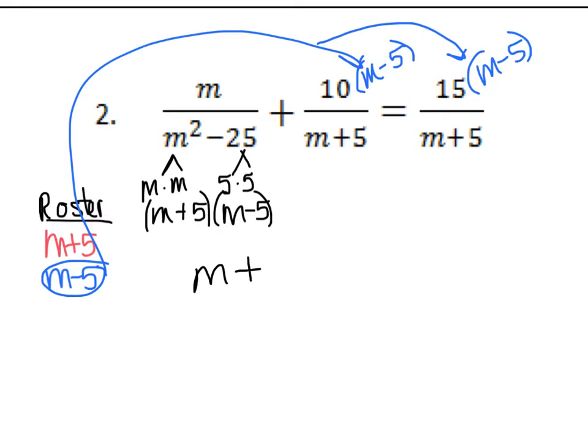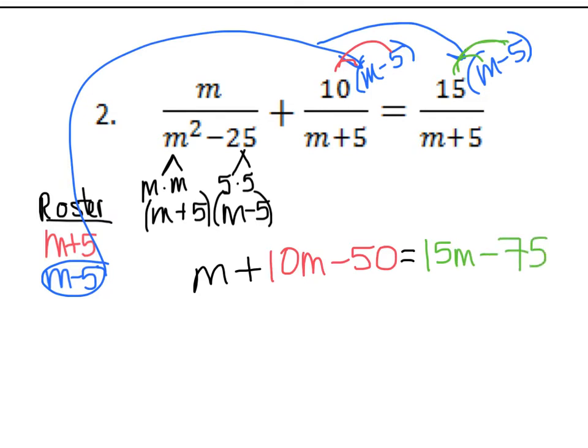Bring down the plus. When I take the 10 times m and times minus 5, I get 10m. And then 10 times negative 5 is minus 50. Equals. On the other side, I need to distribute 15. 15 times m is 15m. And then 15 times minus 5 is negative 75. I've got like terms on the left side with an m plus 10m. So that's 11m, because they're on the same side, so we add them.